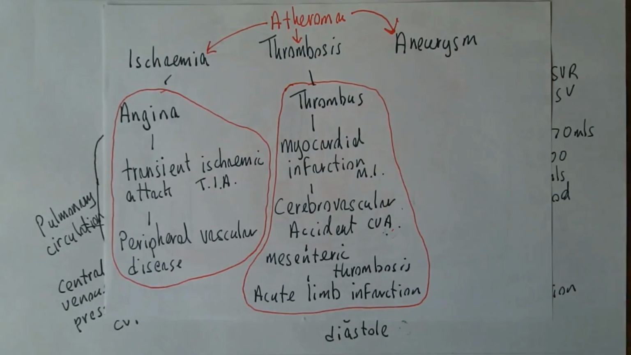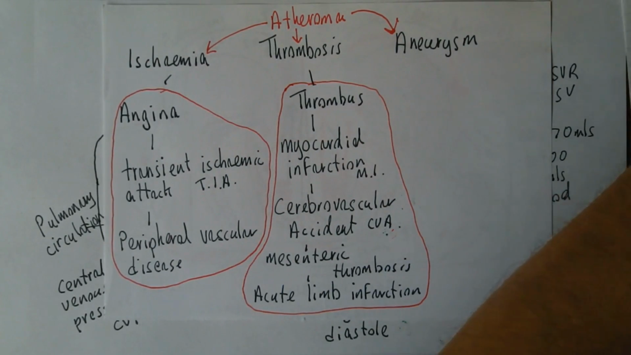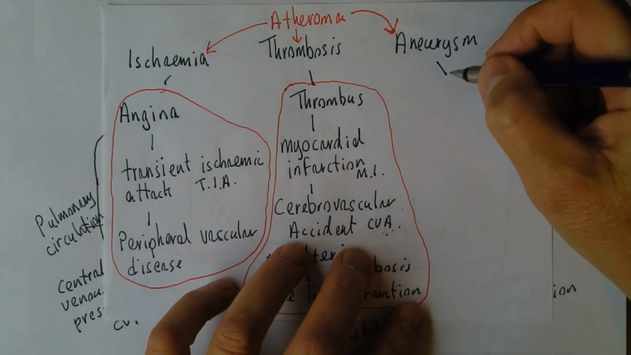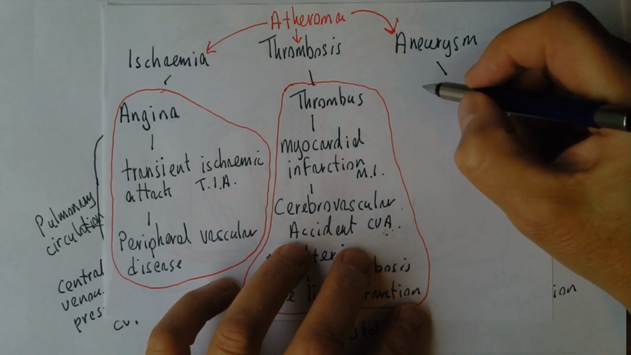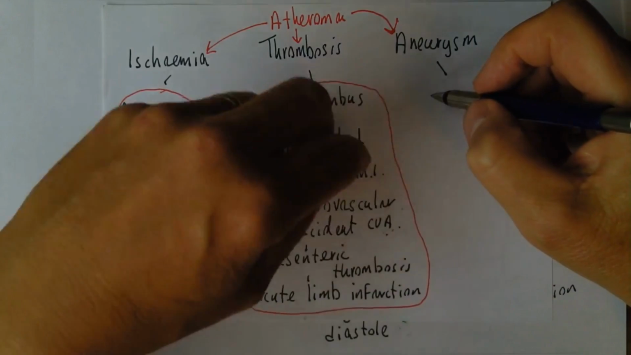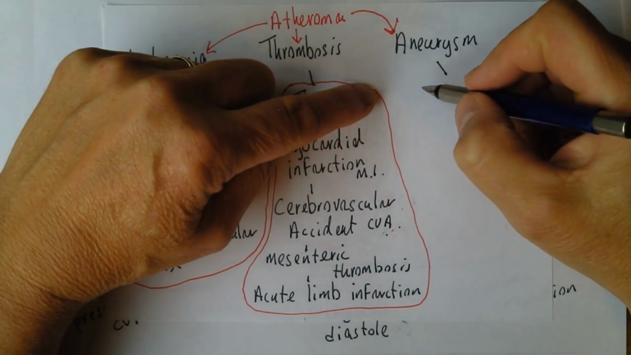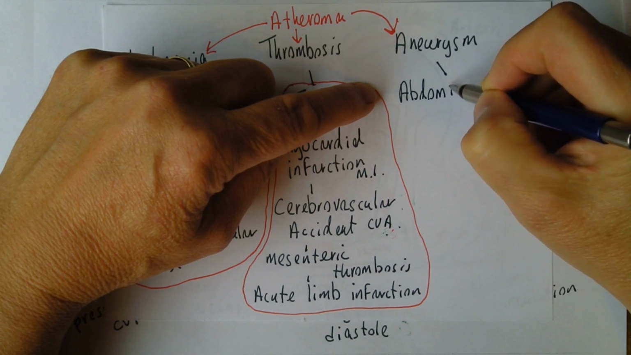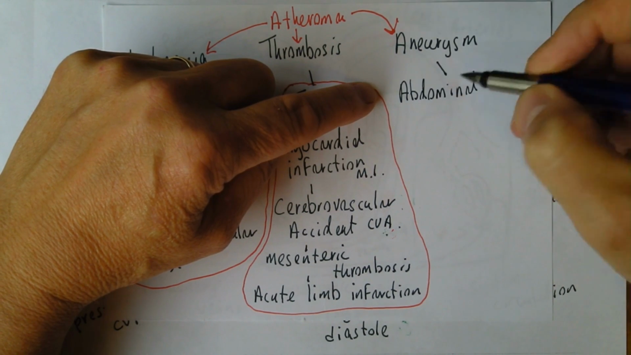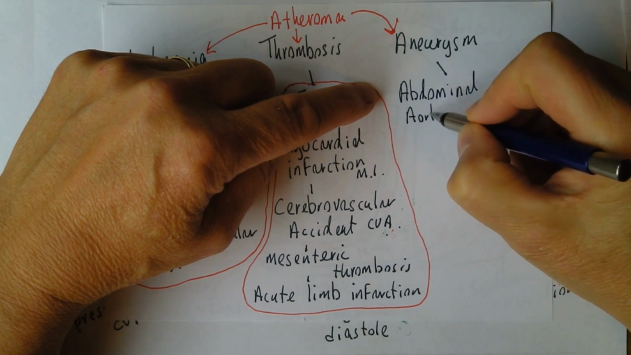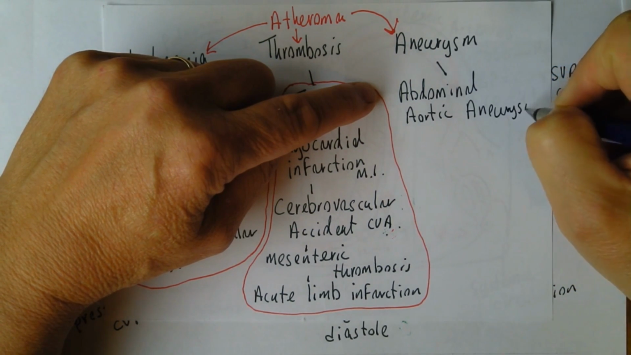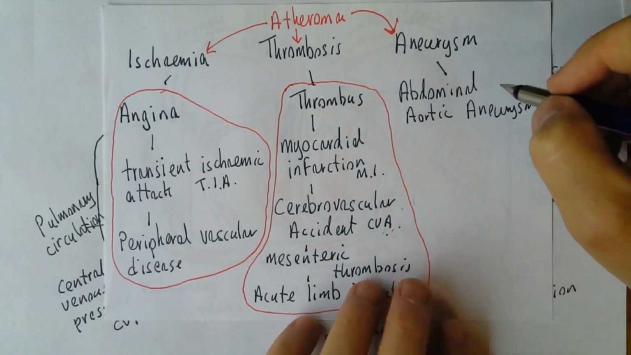Now, aneurysm is a weakness in the wall of the blood vessel, and that can affect the aorta, for example. It affects the abdominal aorta, that causes abdominal aortic aneurysm, known as a AAA.